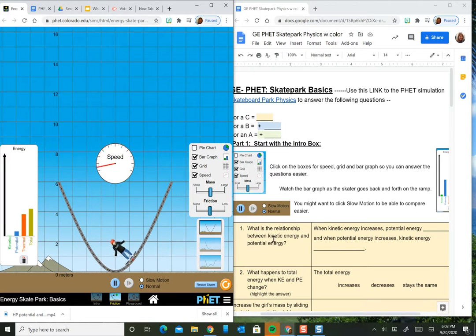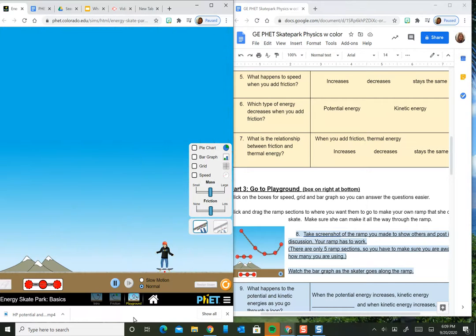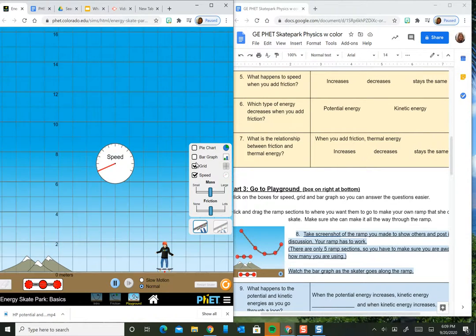If you decide to go to part 3, you're going to go to the playground. And so the playground is down here, bottom right. And so what you're going to do at the playground is you're going to click and drag the ramp sections to where you want them to go to make your ramp that she's going to skate. So first, let's go to the boxes. Check the boxes, speed, grid, and bar graph, right? Just like before.